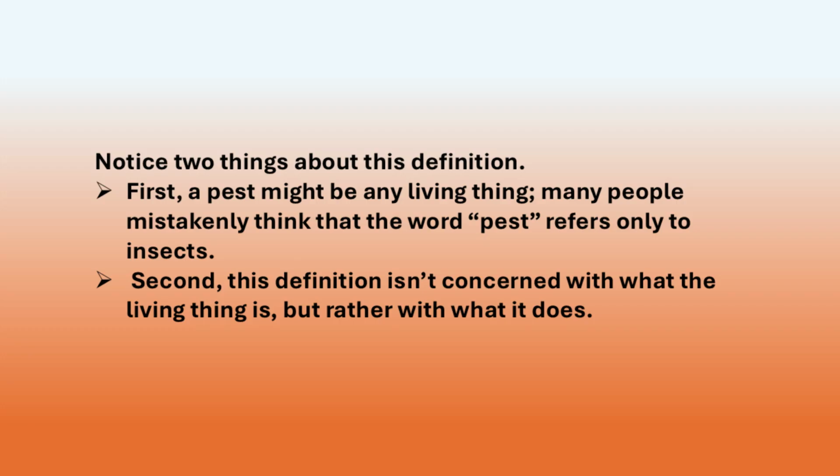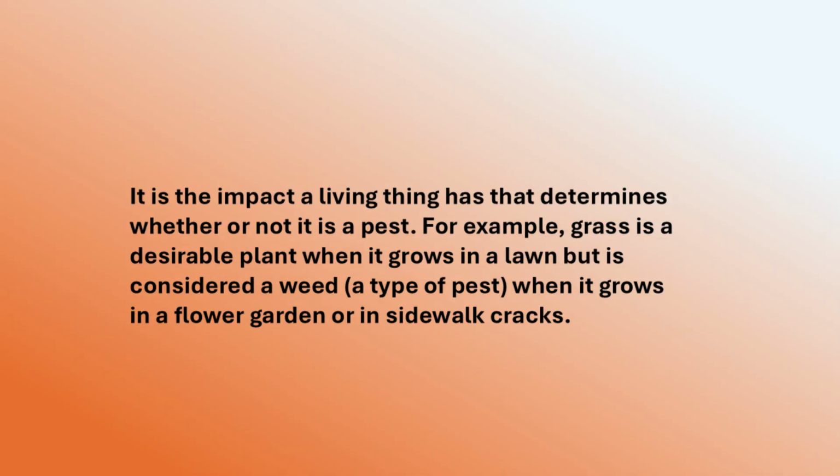Notice two things about this definition. First, a pest might be any living thing. Many people mistakenly think that the word pest refers only to insects. Second, this definition isn't concerned with what the living thing is, but rather what it does. It is the impact a living thing has that determines whether or not it is a pest. For example, grass is a desirable plant when it grows in a lawn, but is considered a weed, a type of pest, when it grows in a flower garden or in sidewalk cracks.